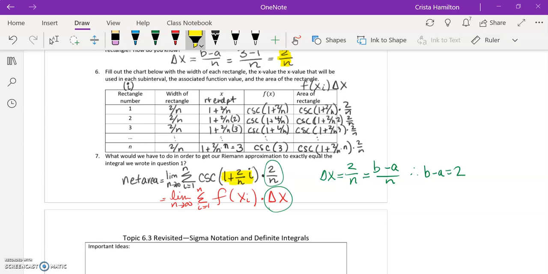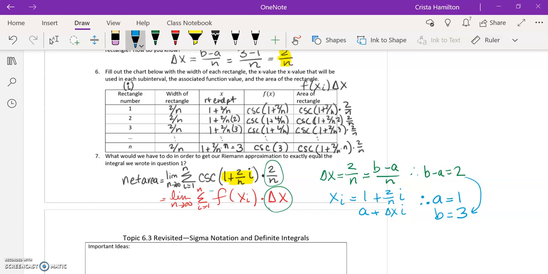The next thing you would do is look at what's inside here, because that's going to identify your right endpoint. And in most cases, they do a right endpoint. So your x sub i is going to be 1 plus 2 over n times i. When we see that, we see the delta x here, we see the i, and that means a is equal to 1. All right, so we get that down. And once I know a is 1 and b minus a is 2, that immediately gives you b is equal to 3. So we can combine those together.